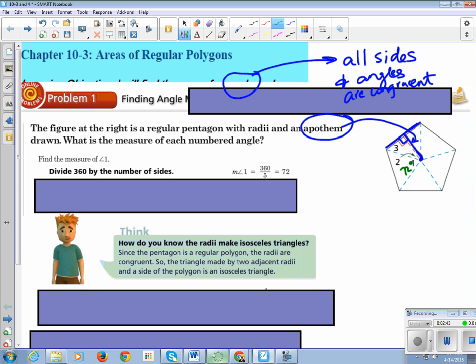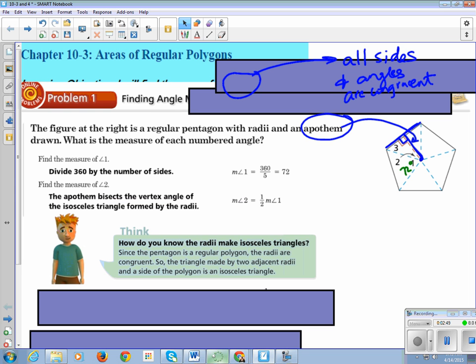Angle 2 is this angle right adjacent to angle 1. We know that the apothem bisects the vertex angle, so we can say it is just 1/2 the measure of angle 1. So what is half of 72? You guys got 36? Okay, thank you. So half of 72 is 36. So the measure of angle 2 is 36 degrees.